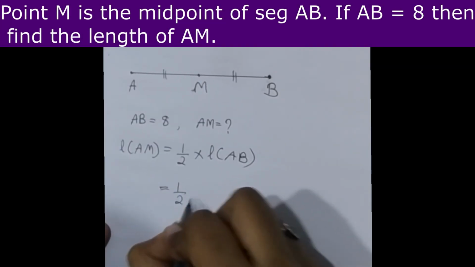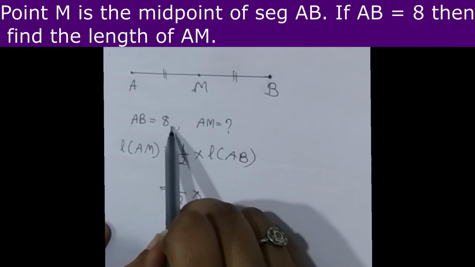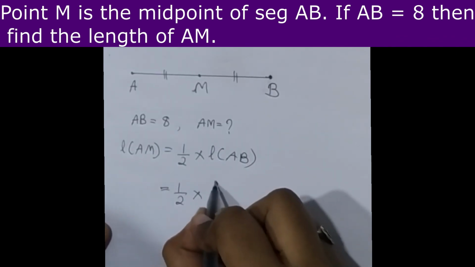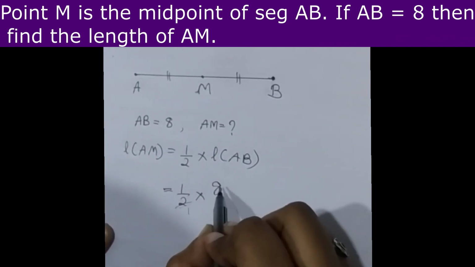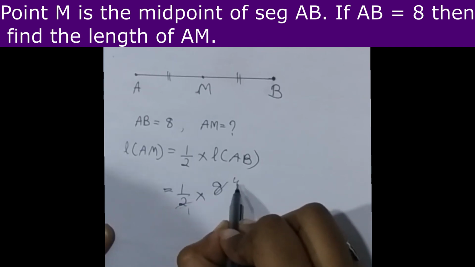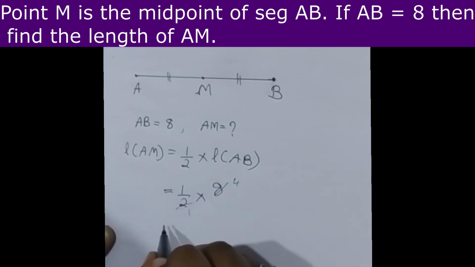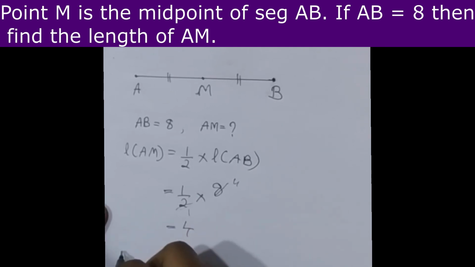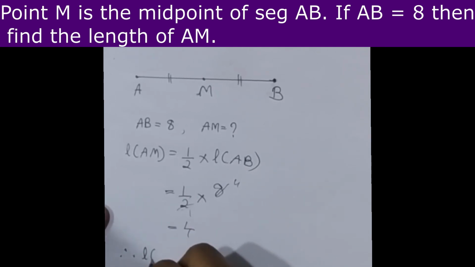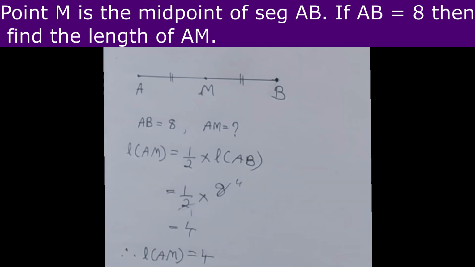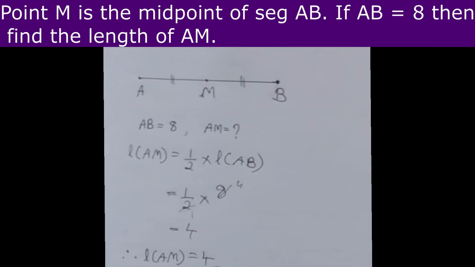AM is equal to half of AB. What is the length of AB? It is equal to 8. So half into 8. 2 ones are 2, 2 fours are 8. So our answer is 4. Therefore length AM equals 4.